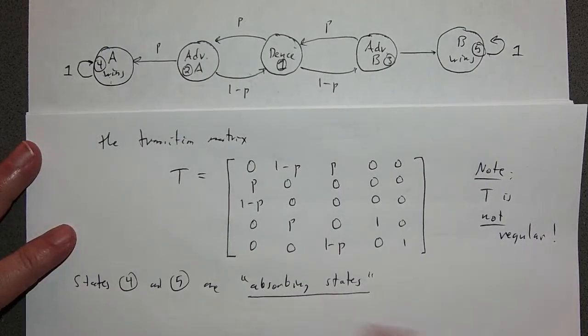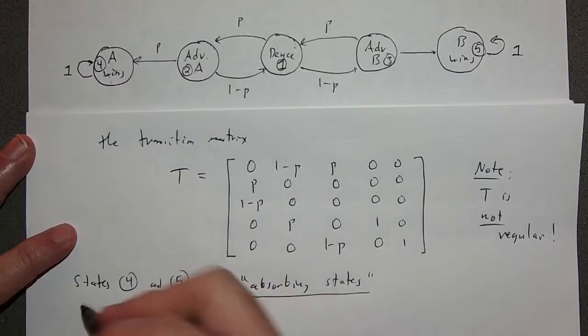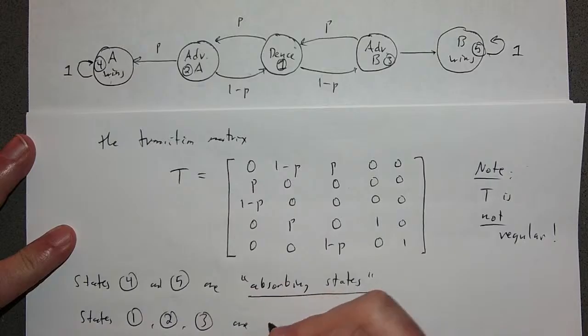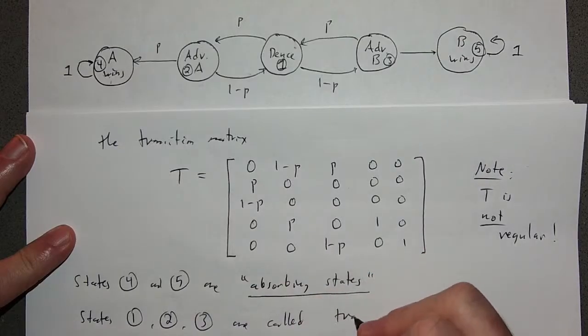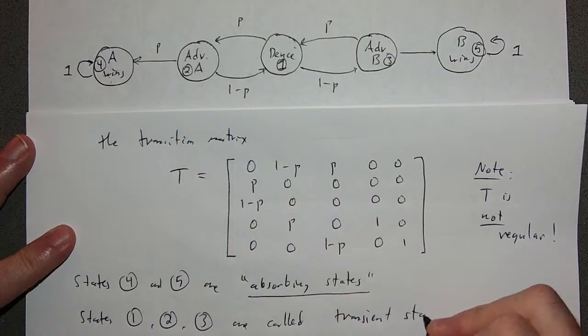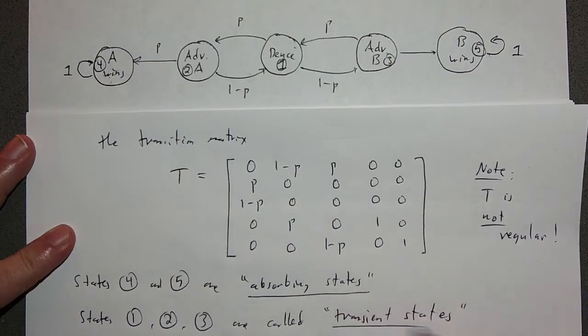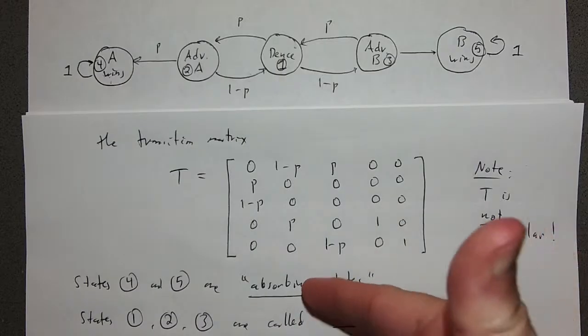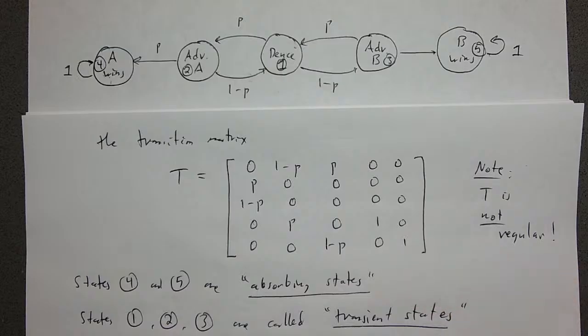All of the other states that are not like this are called transient states. So states 1, 2, and 3 are called transient states. Okay, and you understand why they are called transient states, right? These are the states that you're just passing through. These are not end states. Obviously, because of how we've defined this, you cannot go from an absorbing state to any other state. You can't go from an absorbing state to a transient state, for instance. So the matrix is not regular.